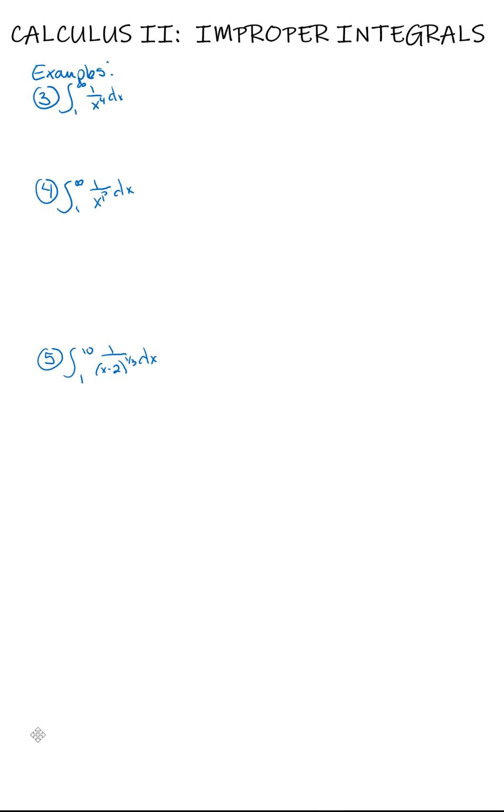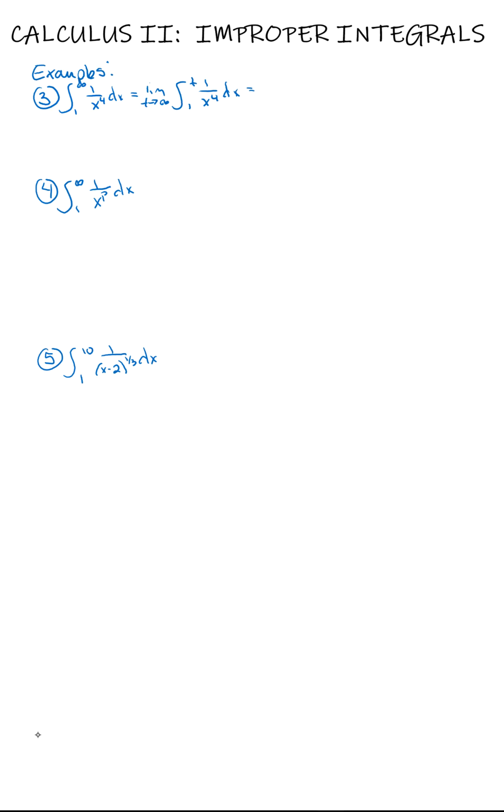Let's go over some examples of improper integrals. Here we have example 3. We're integrating from 1 to infinity of 1 over x to the 4th dx. Now first off, before I try integrating, I do need to rewrite this as a limit because it is an improper integral. So I'm going to take the limit as t goes to infinity of the integral from 1 to t of 1 over x to the 4th dx.